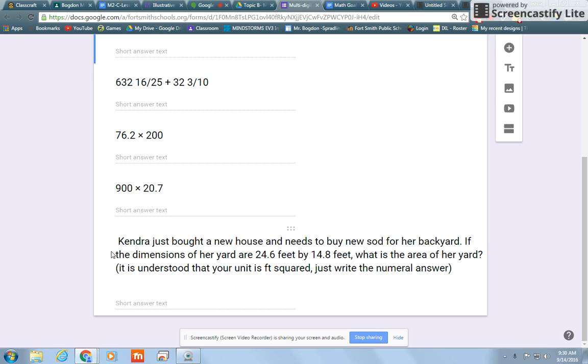Okay, Kendra just bought a new house and needs to buy new sod for her backyard. If the dimensions of her yard are 24 and 6/10 feet by 14 and 8/10 feet, what is the area of her backyard? What are some important dimensions I could write down? ZZ, what's one that you see?